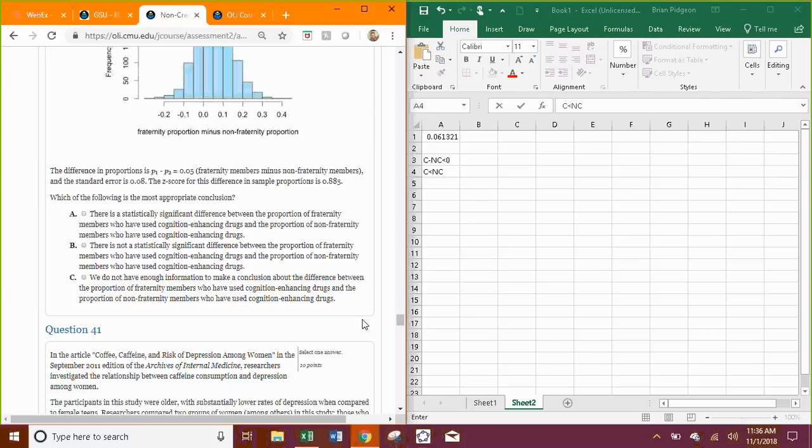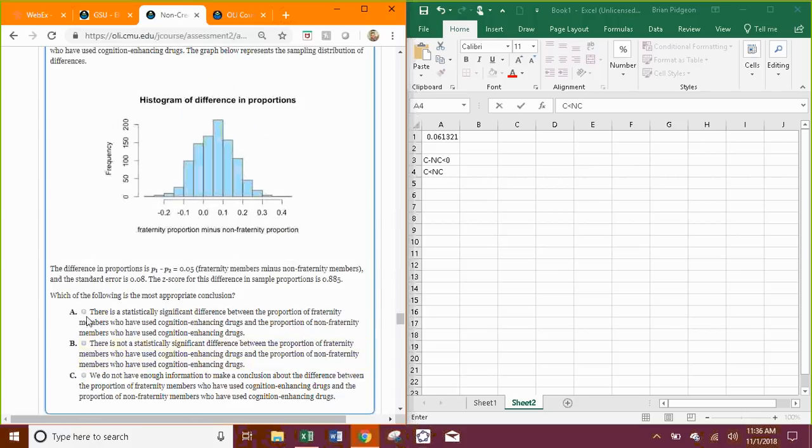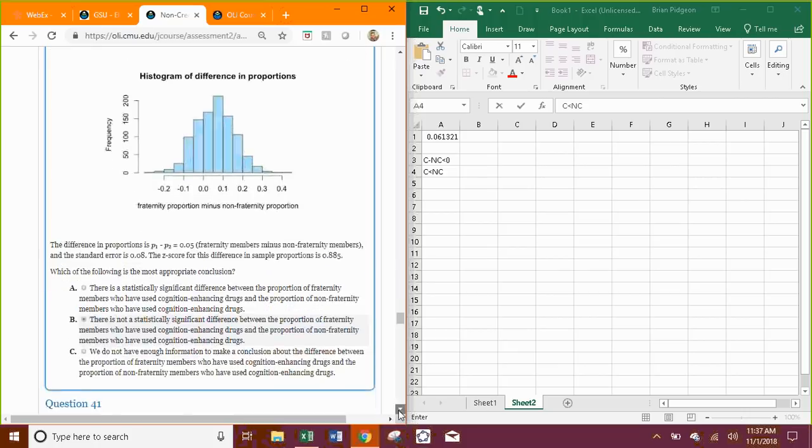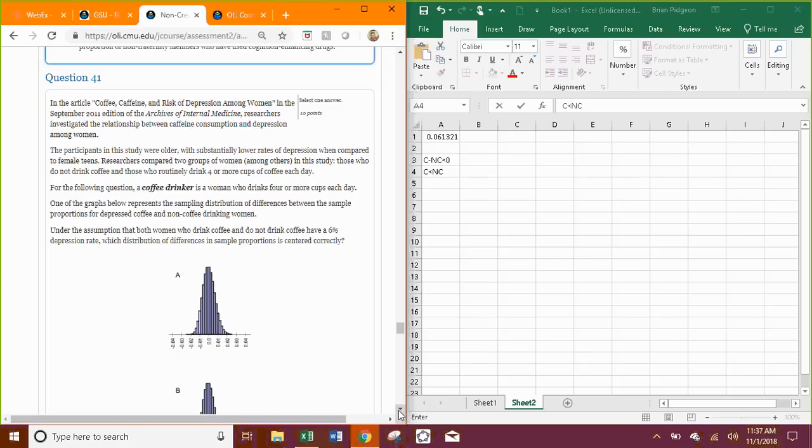Alright. So going back to this question, you see the z-score is 0.885. So I'm going to go ahead and say that even if you look at this distribution, 0 is really close to the mean. So a difference of 0, or a z-score of 0.885, is pretty close to 0. It's not greater than 2 or less than negative 2. So I'm going to say that there is not a statistically significant difference between the proportion of frat members who've used them and the proportion who do not use them.